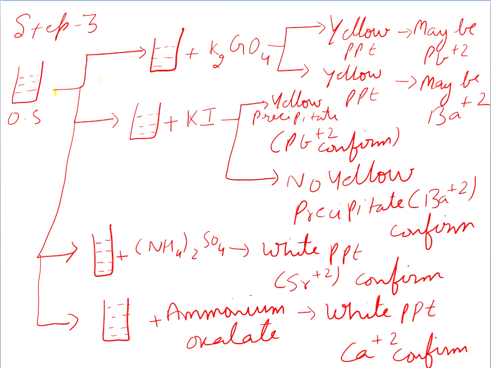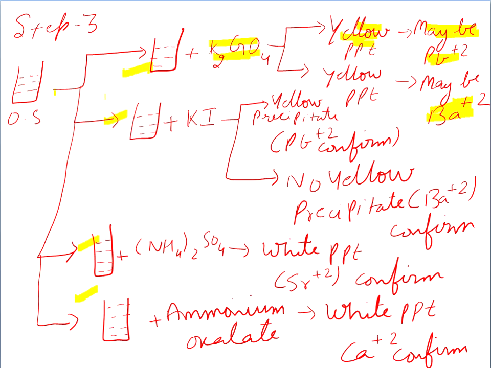Please distribute the solution into 4 test tubes, 1, 2, 3 and 4. First, if you add K2CrO4, potassium chromate, there are two possibilities. Yellow PPT will be formed immediately. Then you may say that there are two possibilities, lead and barium. Now the test is not confirmed, only yellow PPT comes, so it can be lead or it can be barium.